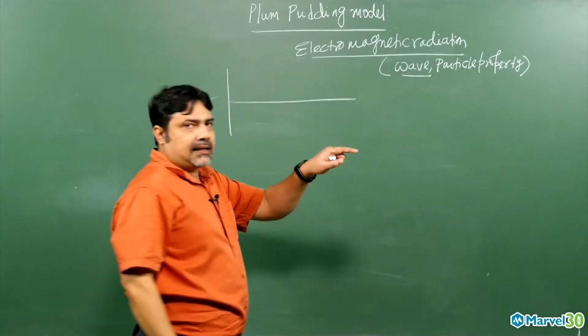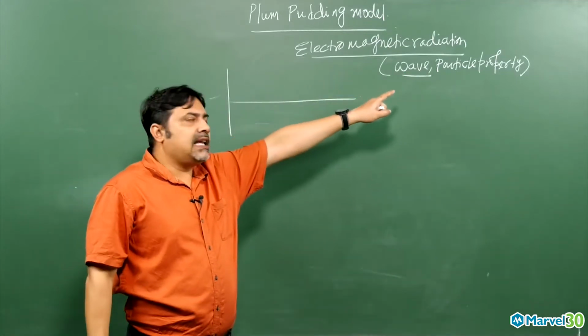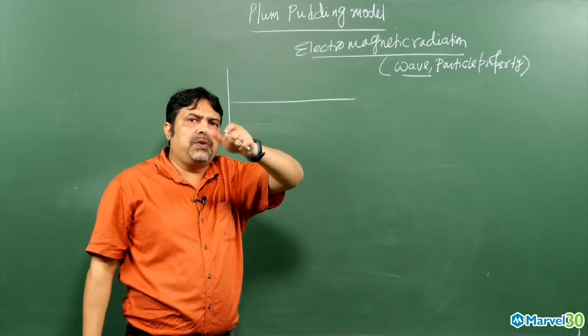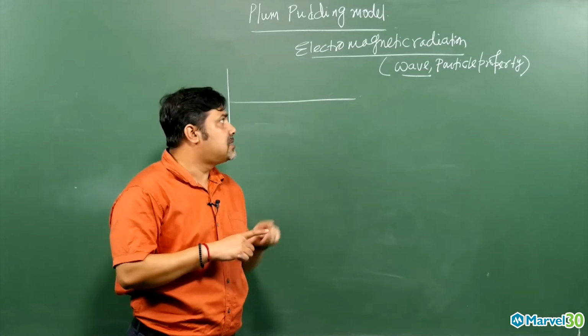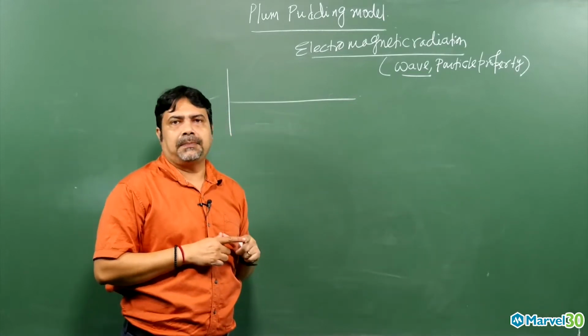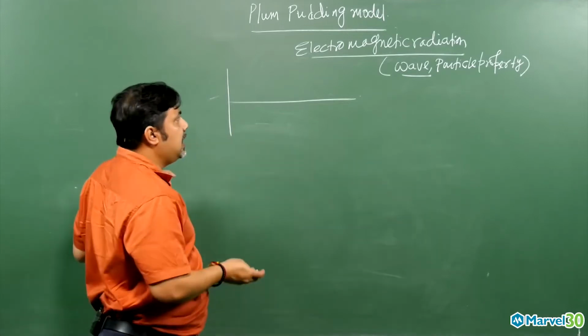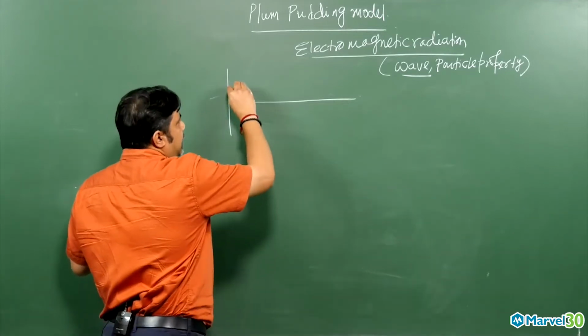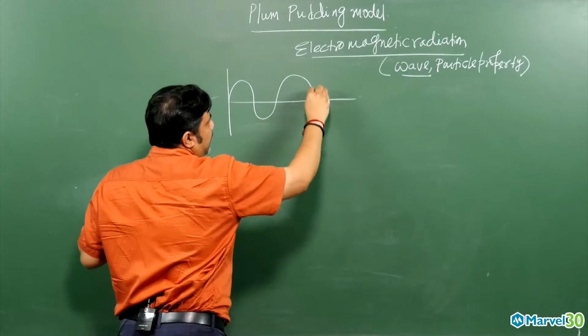When they interact, they behave like a particle. That is why electromagnetic radiation has both wave properties and particle properties. Why are they called electromagnetic radiations? Because when they are propagating, they are like a wave.